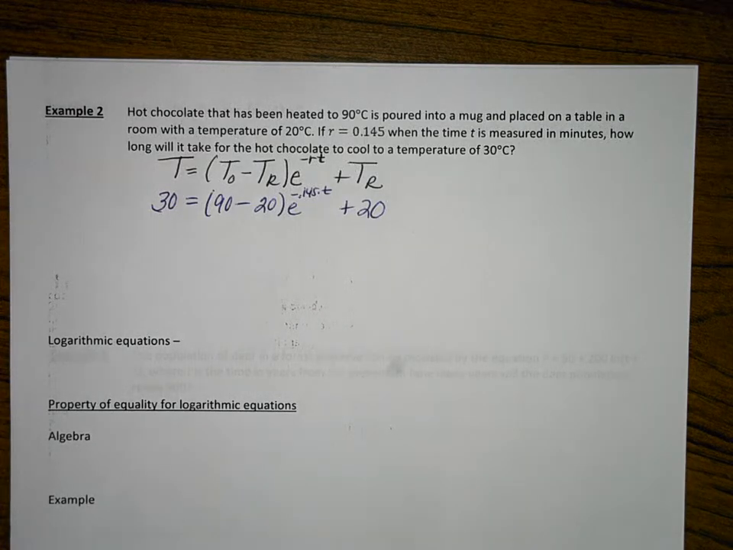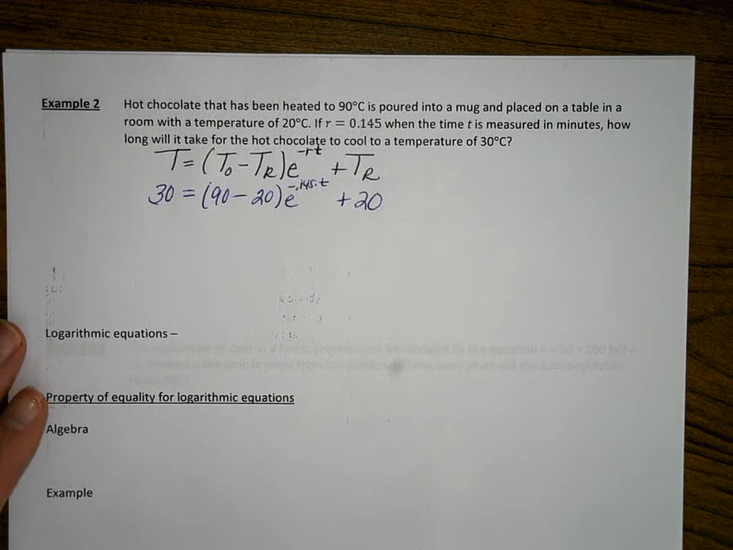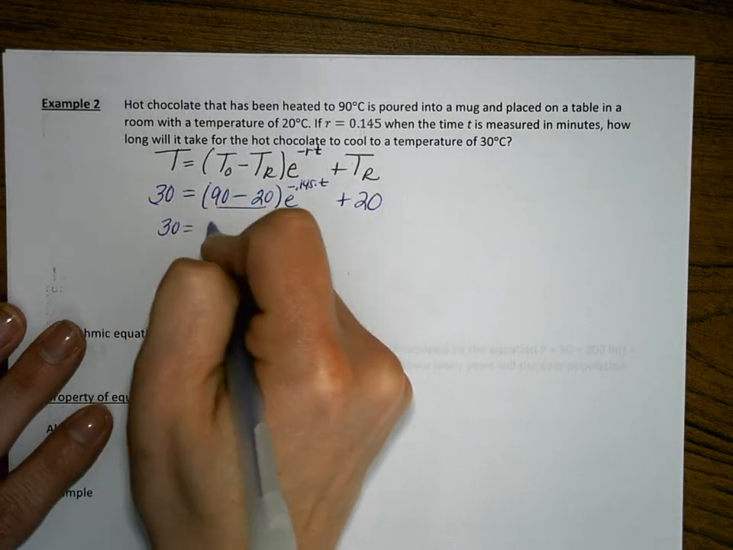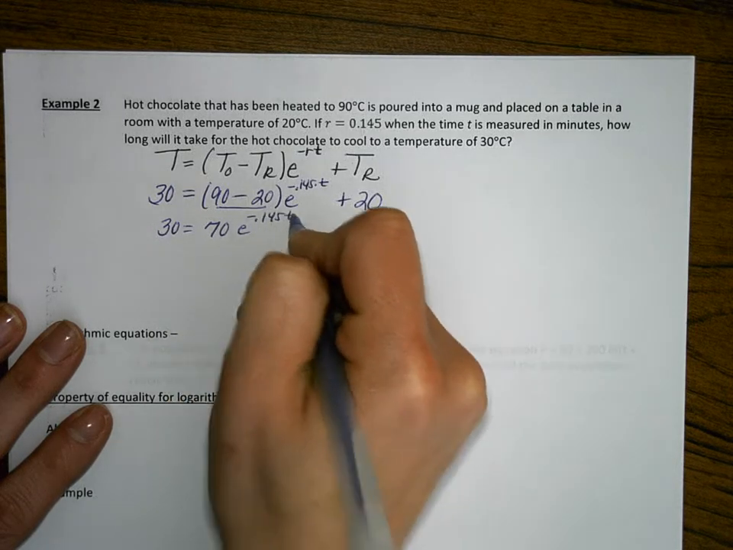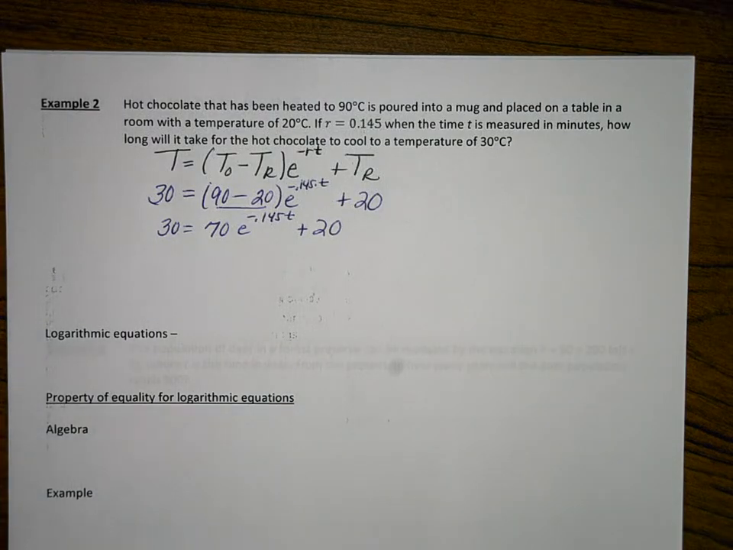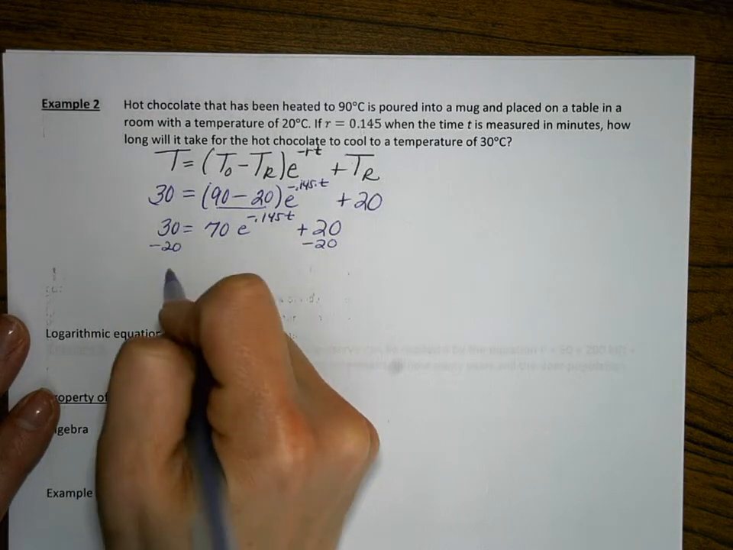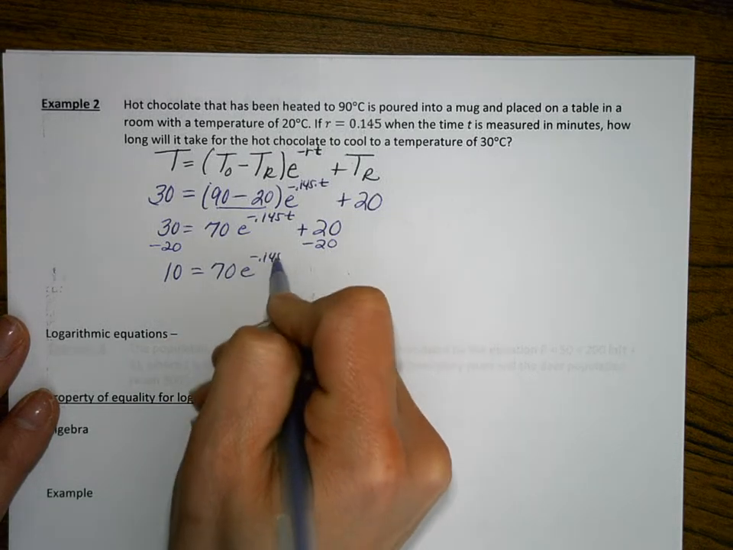All right, let's see here. Levi, what's the first thing you're thinking we could do? All right, parentheses, so 90 take away 20 is going to be 70 times e to the negative 0.145t plus 20. Perfect. Connor G, where are we going from there? I like it. Let's subtract 20 from both sides. 30 take away 20 is going to be 10 is equal to 70 e to the negative 0.145t.